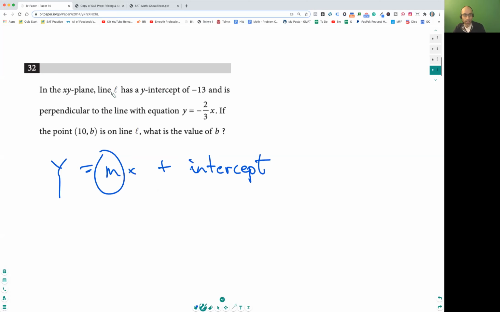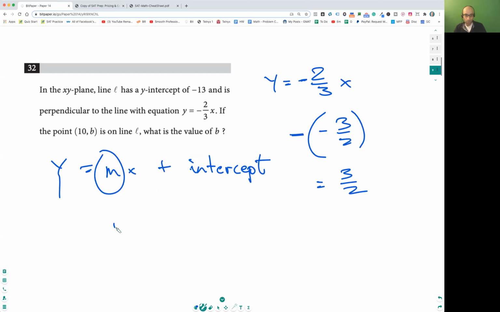Okay, this line has a y-intercept of negative 13, right? And it is perpendicular to the line y is equal to negative 2 over 3x. So the slope of something perpendicular to this line: you take the reciprocal of this. What's the reciprocal? Negative 3 over 2, and put a negative sign in front of it, right? We just did this recently, so it's going to be 3 over 2. So the m is 3 over 2.